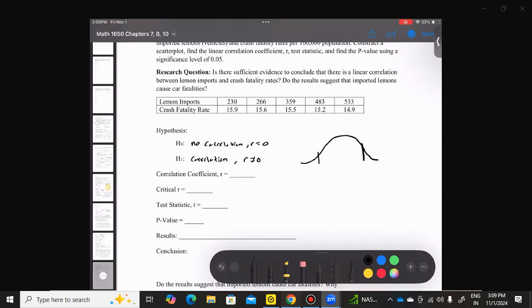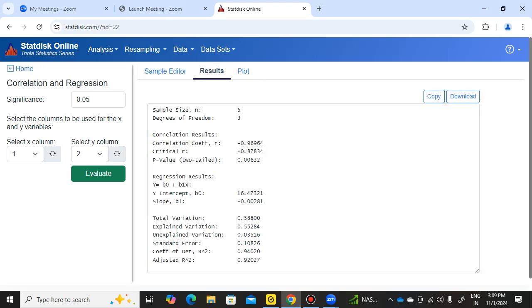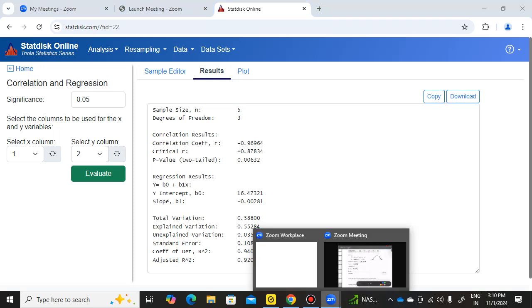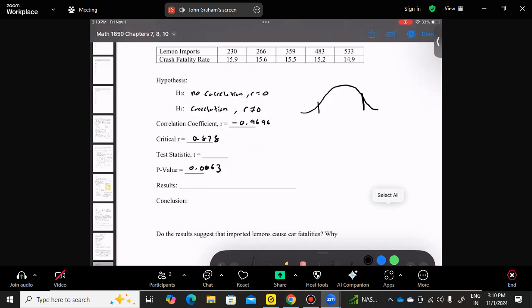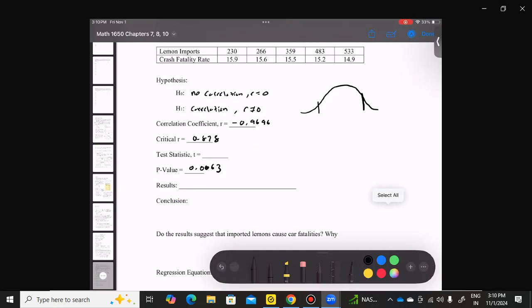So let's get these values now. So R is negative 0.9696. Critical R is 0.878. Test statistic, we'll have to calculate that. P-value is 0.0063. That's these values. Let's calculate this test statistic.